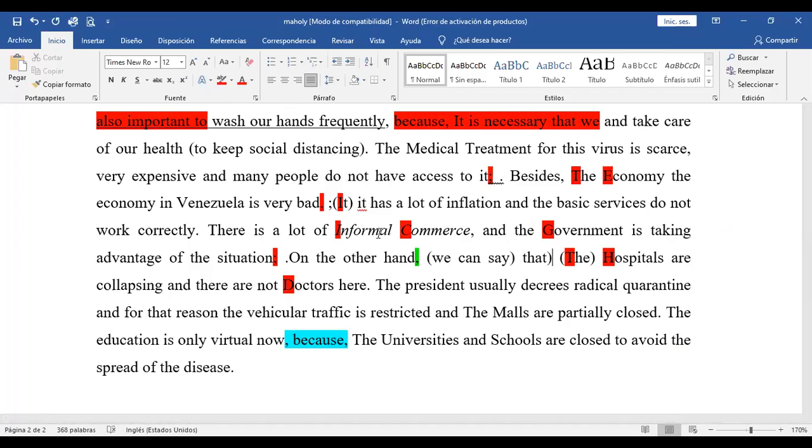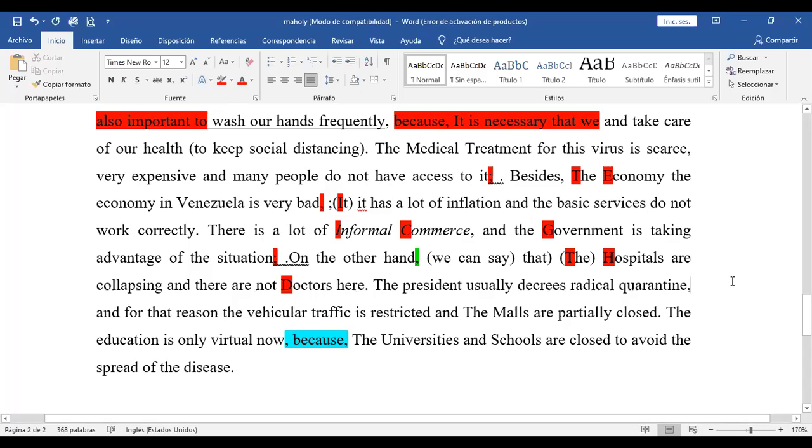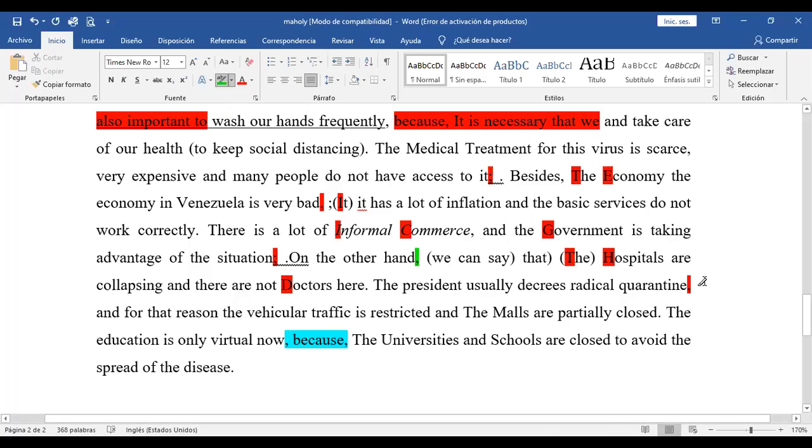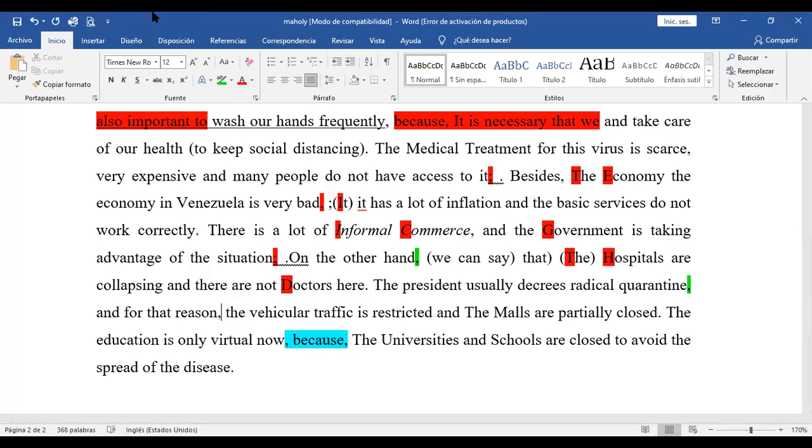Luego del quarantine va una coma. The president usually decrees radical quarantine. Ahí va una coma. And for that reason, otra coma. Ajá, ¿y cómo se le llama a eso, chicos?